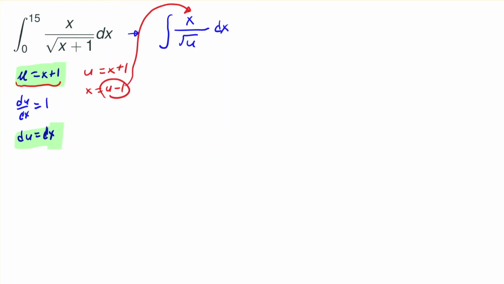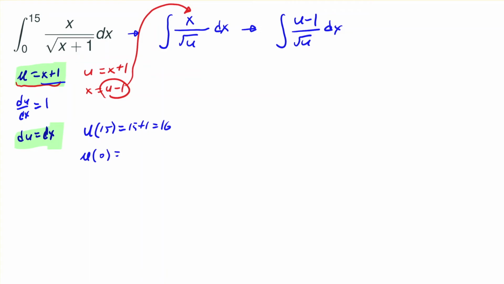Okay. So then we get u minus 1 over square root of u dx. Now everything is in terms of u, right? Well, we need to change the bounds now. For bounds, we can also use this notation. When x is 15, what is u? 15 plus 1 gives us 16. When x is 0, what is u? 0 plus 1 gives us 1.